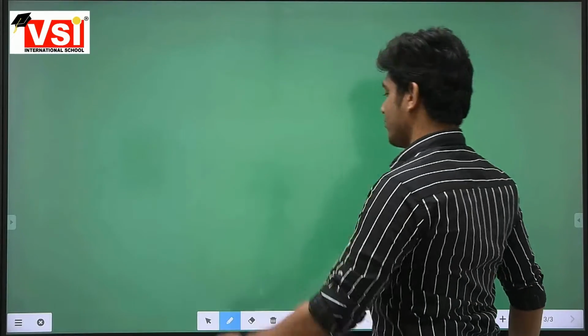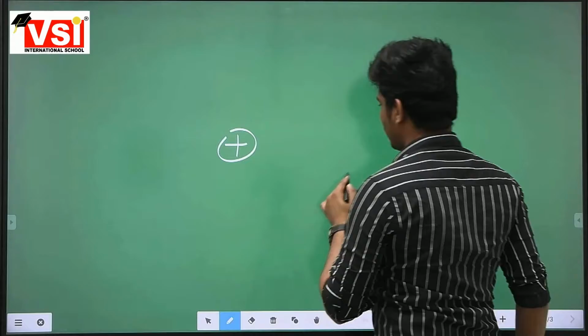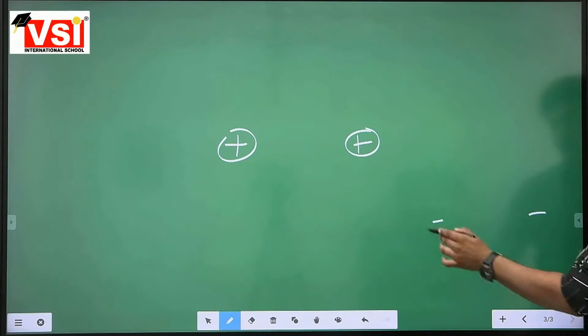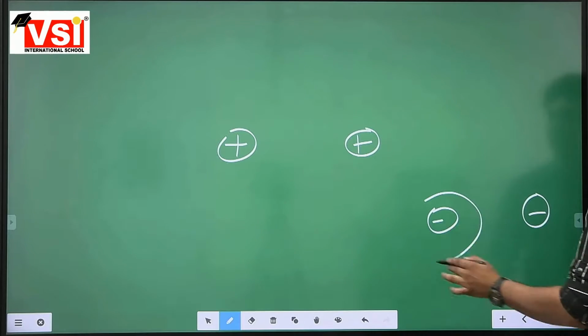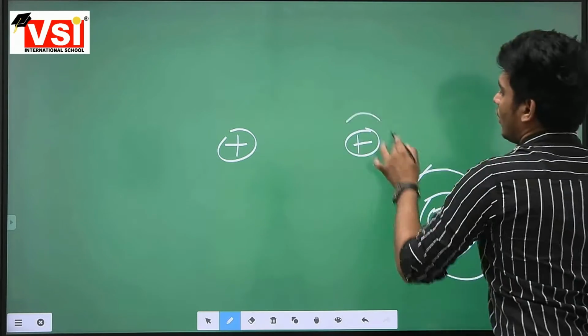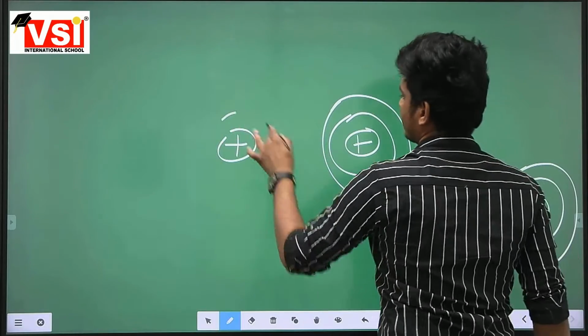Next one is, what if there are two charges of the same polarity, positive or negative? Then the equipotential surface will also be considered as concentric spheres, but they do not have any common region.